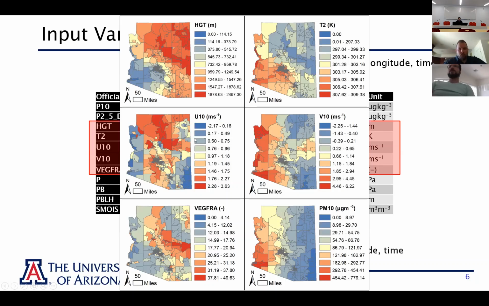I can see some clustering for these wind speeds, but I'm sure if you change the months, they will be different. Vegetation fraction shows where you had more vegetation. It's close to, again, Flagstaff, we get more vegetation, and here we get more vegetation on the eastern side. Then PM10 concentration, huge PM10 concentrations close to Yuma, this side of Arizona.